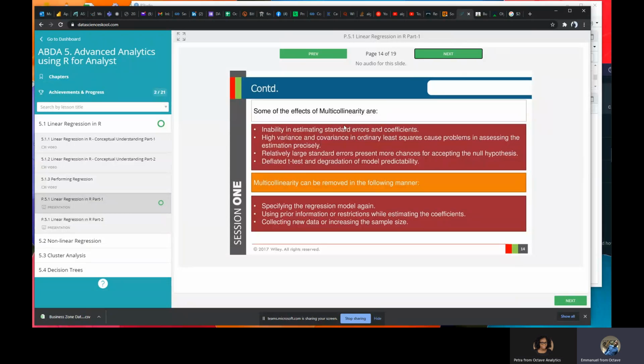So some of the effects of multicollinearity are the inability to estimate standard errors and coefficients, and high variance. Ordinary least squares has problems in assessing the estimates. So the whole idea is that you want to avoid multicollinearity in the data set.